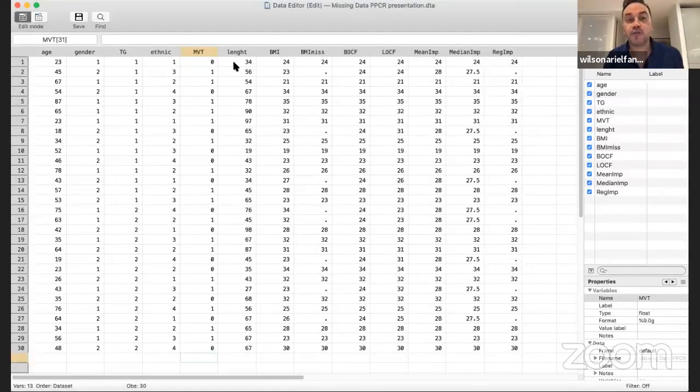The length of the operation, they included the length of the operation as well. So let's imagine that the length of the operation is this one, in minutes. So this is a continuous variable. Sorry for the misspelling of length.